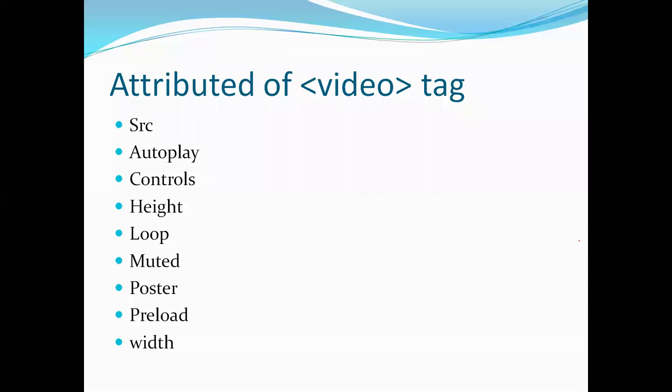Again, revise the video tag attributes: src, autoplay, controls, height, loop, muted, poster, preload, and width. The value of poster is the URL of an image. It means suppose your net is slow and the web video is going to be downloaded, or it is downloading. Till then you can use some poster image. That is called a poster. Height and width mean what? The height and width of that video player. So these are the attributes of the video tag.